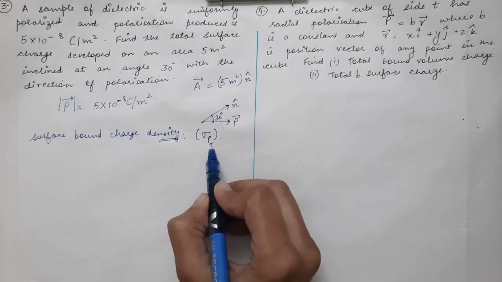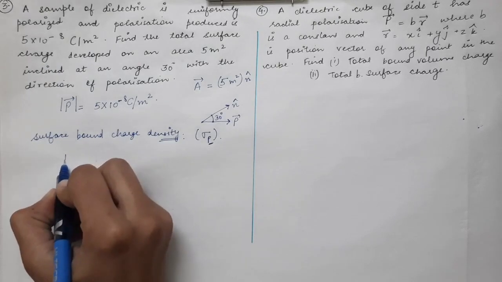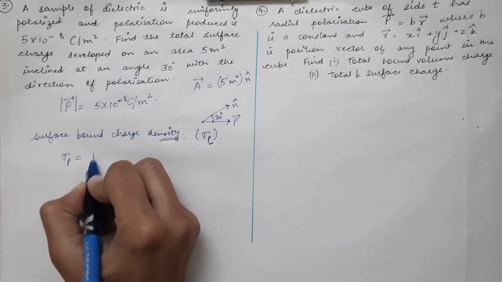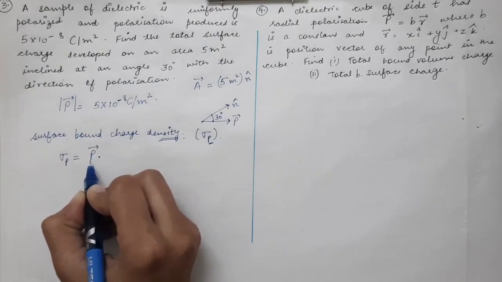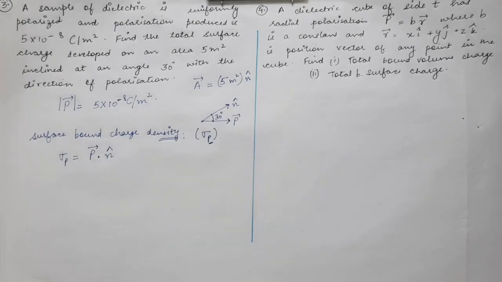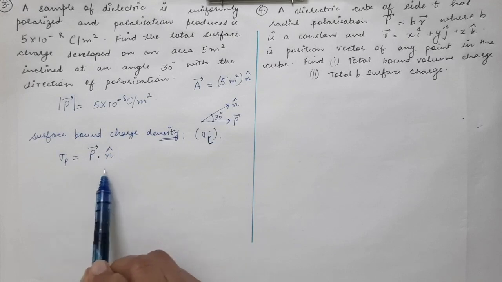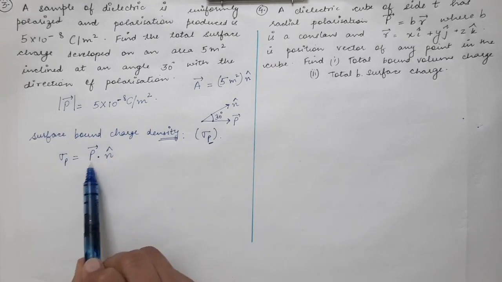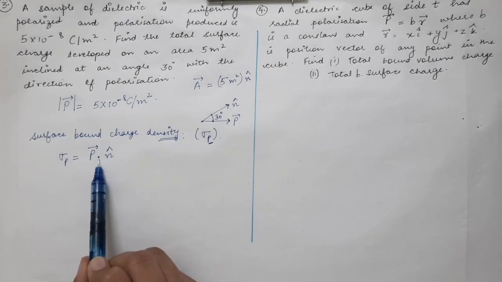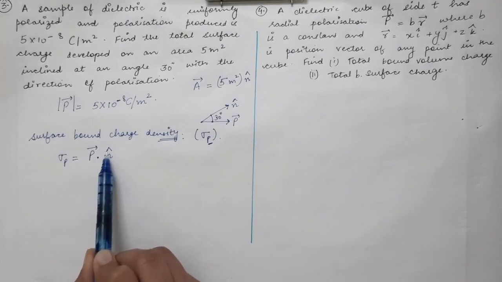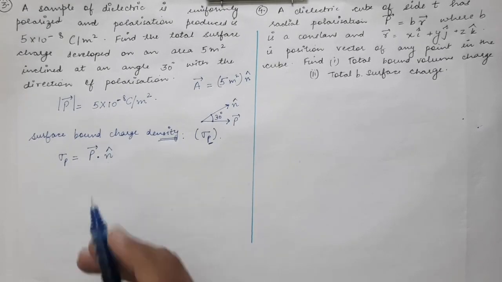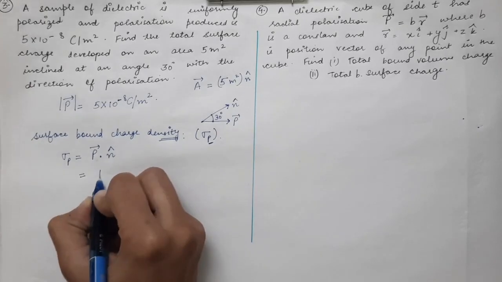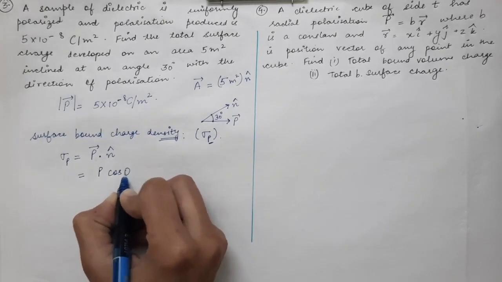So how do we find this sigma p? Sigma p is given as the dot product of the polarization with n cap. Now n cap is the direction of the area vector. This formula we have already done. So the surface bound charge density is given by the dot product of polarization with the direction of the area vector, which will be nothing but equal to p cos theta.